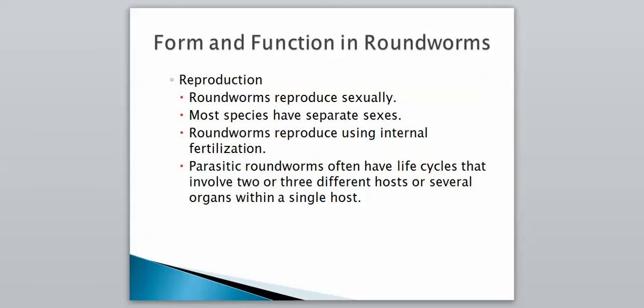And how do these worms reproduce? Roundworms reproduce sexually, and most species have separate sexes. Remember, the flatworms were hermaphrodites, with both sexes found inside one organism. Roundworms reproduce using internal fertilization, which means the egg is fertilized inside the body. And then there are parasitic roundworms that have life cycles involving two or three different hosts, or that live in several different organs within a single host. So you could have a worm living in multiple places in your body.